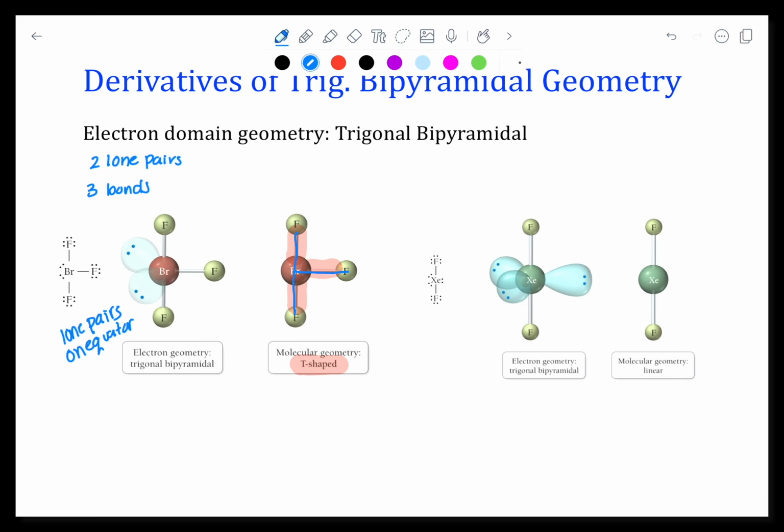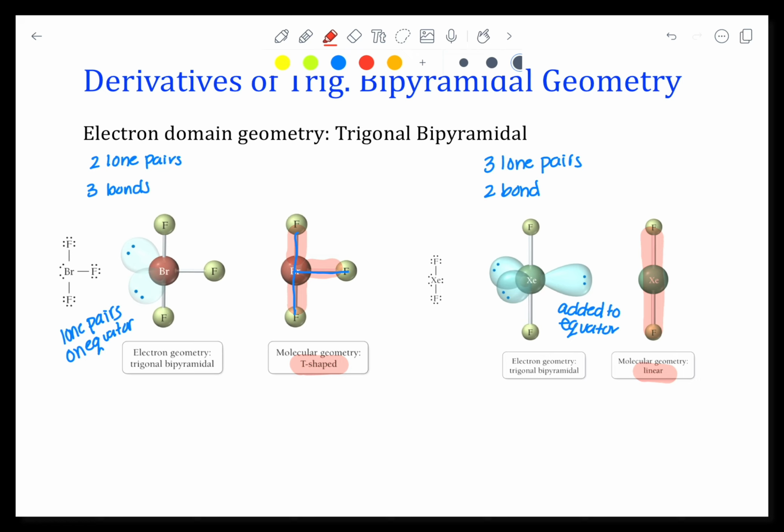And finally, our last example has 3 lone pairs and 2 bonds. So our last lone pair gets added to the equator. Okay, and my bonded atoms now are just in a straight line, which is linear, just like we started with. So as we add more and more lone pairs, we're simplifying that structure more and more, and we usually end up in either a bent or a linear structure.